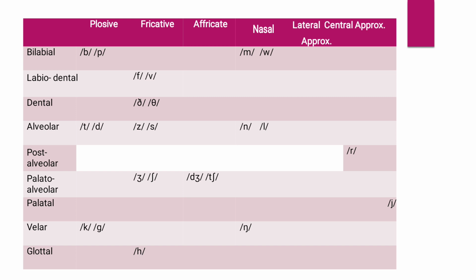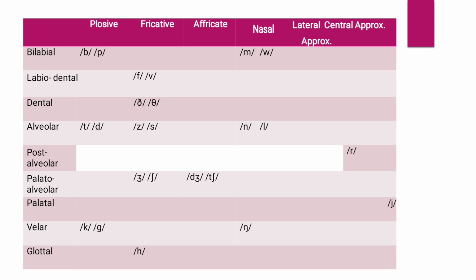Next one is the alveolar. Alveolar is when the blade of the tongue touches the teeth ridge. That is called alveolar. Means when we pronounce sounds like t, d, z, s, n, l, these are all alveolar sounds.